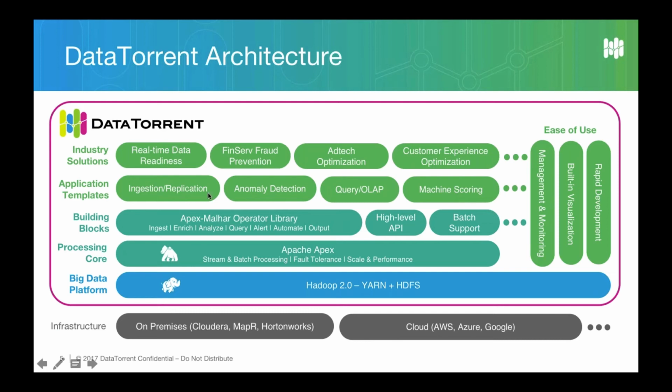Basically, industry solutions are taking these application templates and then applying them to a particular use case in an industry. So, for example, financial services fraud prevention. To be able to prevent fraud in real time, you should be able to ingest your data in real time. You should be able to enrich your data in real time, right? And then apply your fraud rules in real time. So all of that becomes different app templates that are combined together to become your fraud prevention solution.